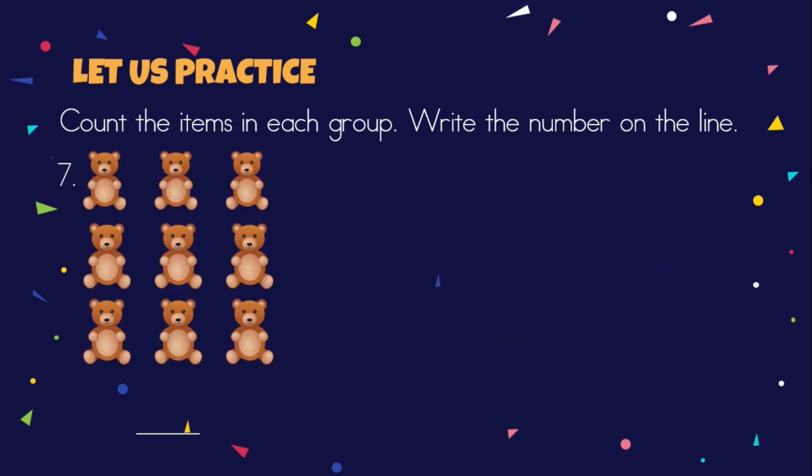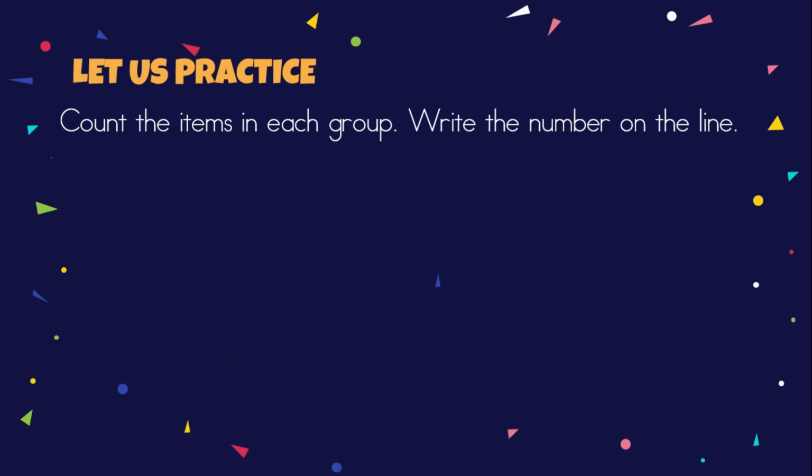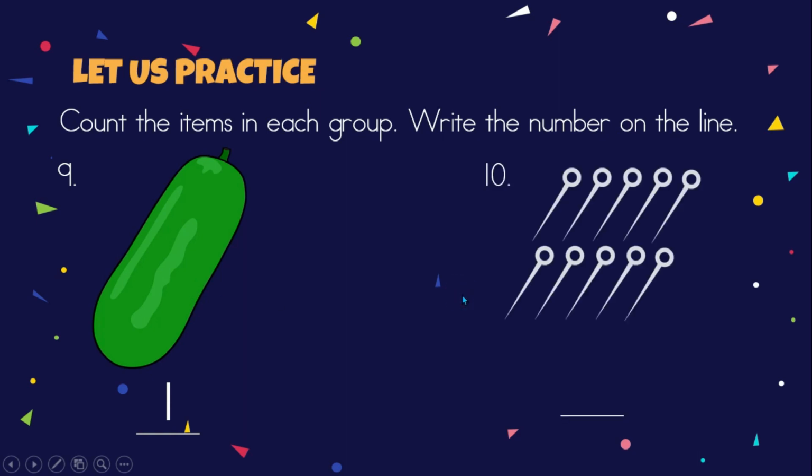For number 7, very good. There are 9 teddy bears. For number 8, there are 3 dolls. For number 9, very good. There's only 1 item, 1 bottle gourd. Okay, for number 10, very good. There are 10 items.